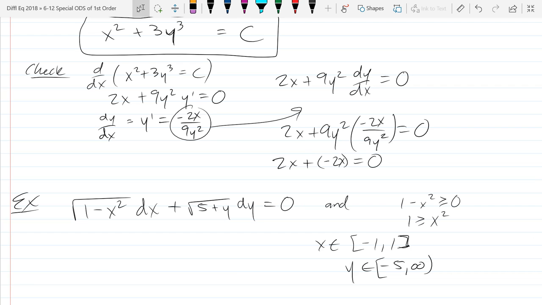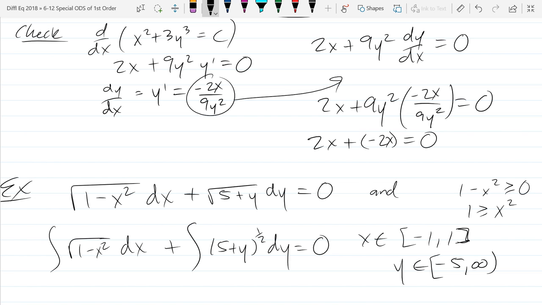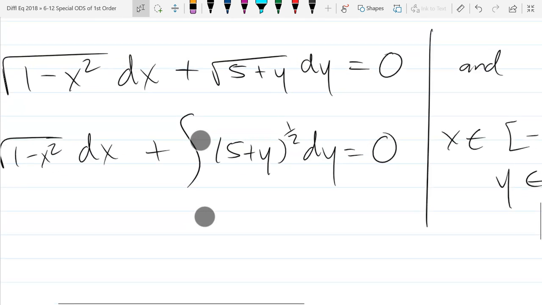All right, how do we solve this? Integrate. So we're going to integrate this. It's already separated. We already have x's and y's grouped up, so there's really not much to do. What do I really have to do to integrate this? The first one I could write as a half power, but I'm not going to. So how do I solve the second, just the y antiderivative?